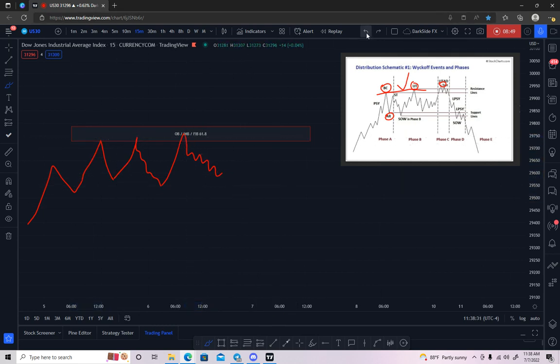And all you're doing is following a simple schematic. You understand? So if you have your UTAD take place, you've got your BC right here. You've got your UTAD right here. I'm sorry, your UT, your upward thrust. And then finally, your UTAD taking place.